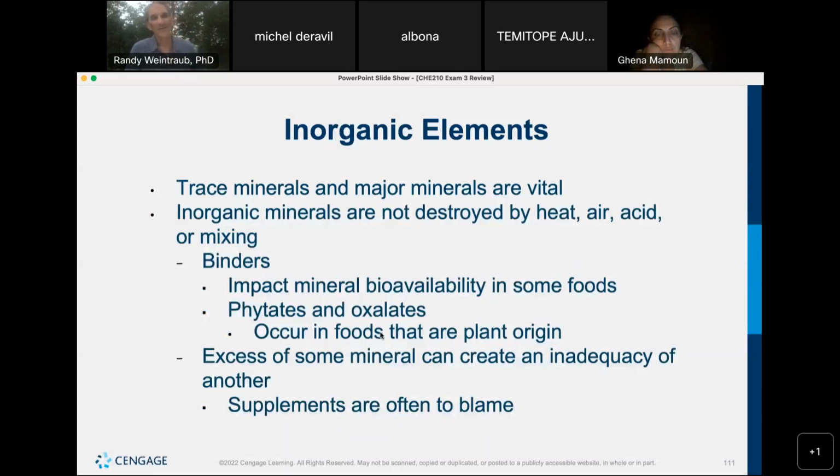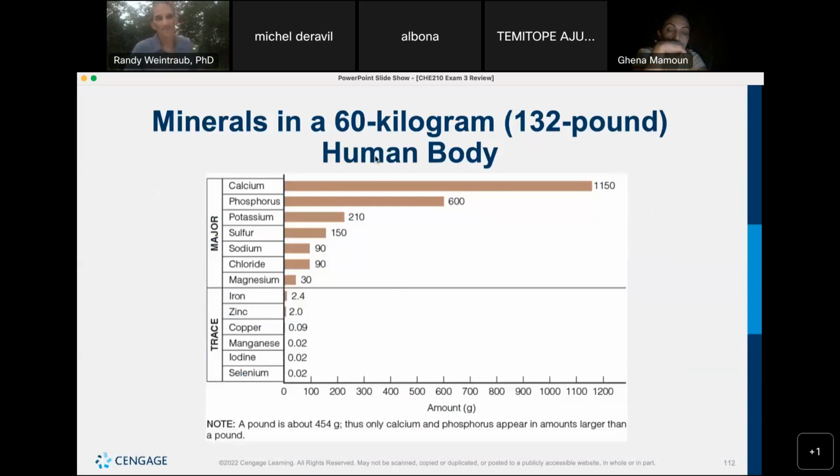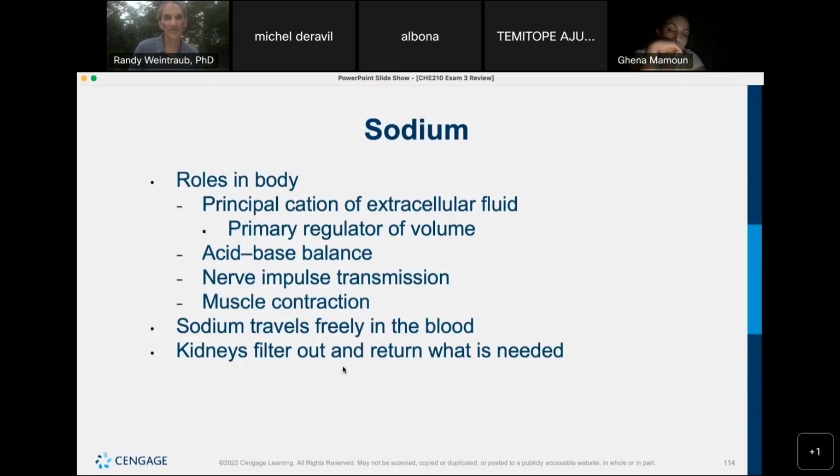Minerals. Minerals are inorganic. They cannot be destroyed. And we have requirements for minerals, some at higher amounts than others. Here's a list of the major and trace minerals. Calcium we need the most, and phosphorus, potassium, all the way down to the trace minerals shown here, but they're just as important, though we don't need them in very large amounts.